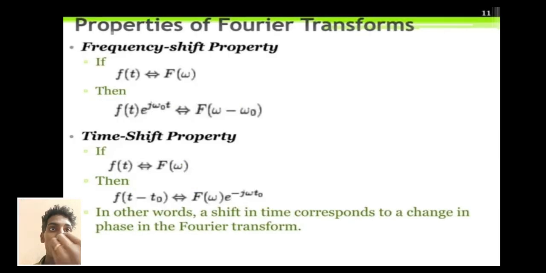See, frequency shift property: if f of t is equal to F of omega, then f of t e power j omega naught t is equal to F of omega minus omega naught. Time shift property: if f of t is equal to F of omega, then f of t minus t naught is equal to F of omega e power minus j omega t naught. In other words, a shift in time corresponds to a change in the phase of the Fourier transform.